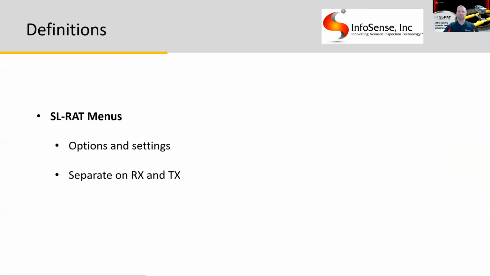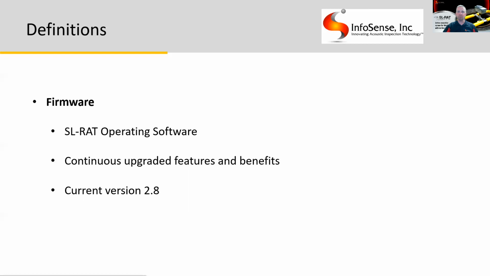Menu operation. The RX and TX devices have a menu that can be scrolled through by viewing the display and pressing corresponding buttons. Most of these menu items do not need to be messed with. The firmware. RX and TX both have firmware or operating software that makes them function. We are continuously adding new features to the firmware and implementing changes that are requested by our customers. The latest firmware version is version 2.8, which has some really neat changes that I will discuss later in this presentation. It was released into production this past fall.